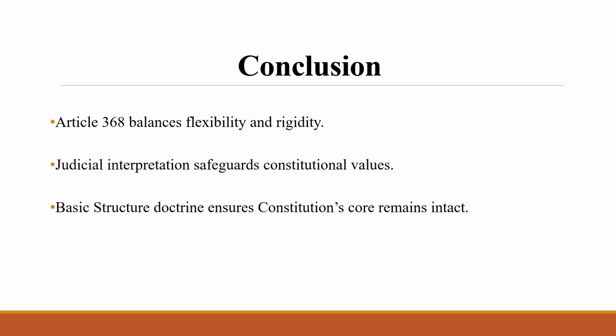And now we came to the conclusion. We understood three things in this video. First, Article 368, then we understood judicial interpretations, and then we understood the basic structure doctrine. So Article 368 balances flexibility and rigidity. Judicial interpretation safeguards constitutional values, and the basic structure doctrine ensures the Constitution's core remains intact.